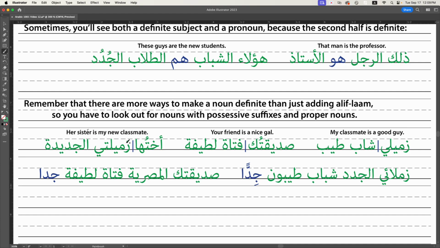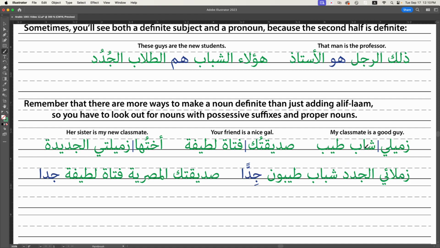Let's look at a couple other examples. So, it's easier to tell when you have an adjective on the initial noun because the adjective is going to have alif lam on it most of the time. So zumala'i, my classmates, al-judud, my new classmates. Now we go, because this word is definite bisabab ad-damir, because of the pronoun. This word is mu'arraf bisabab alif lam. And then we get to ghair mu'arraf, indefinite.